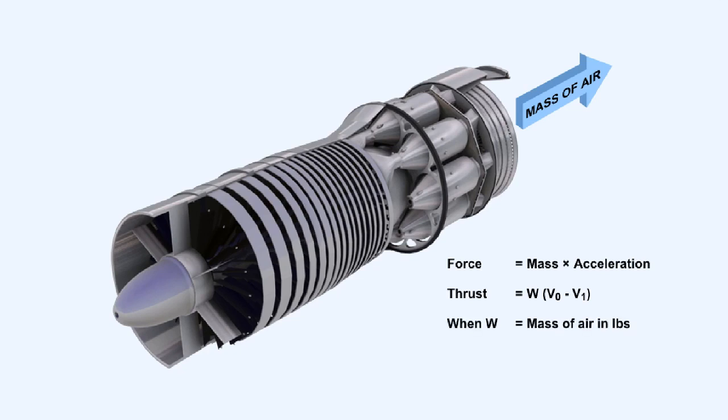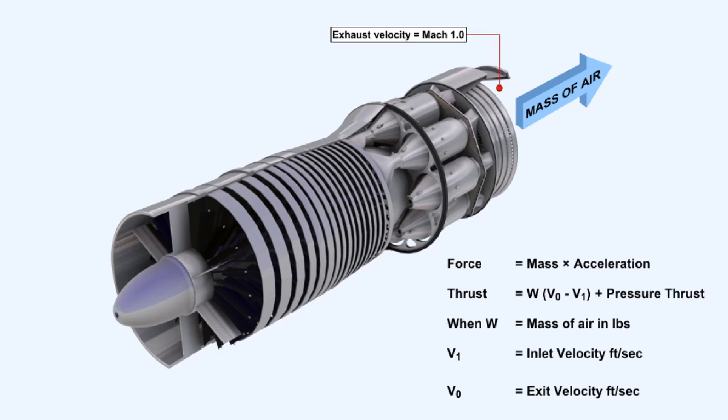When W equals the mass of air in pounds, V1 is the inlet velocity in feet per second, and VO is the exit velocity in feet per second. In the case of a turbojet running in a choked condition, there will be the addition of pressure thrust, which will give us this.